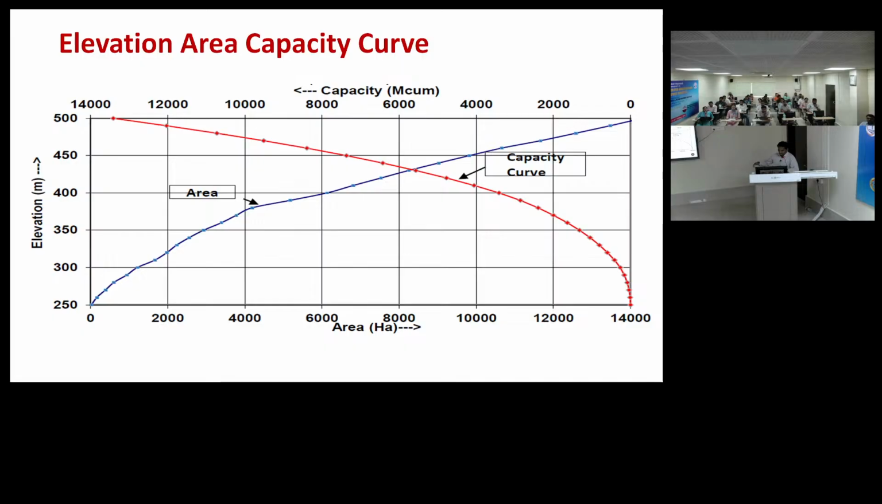You can see the graph. So for different elevations, one graph, like the bottom one, is showing area, and you can read the capacity from the top one. So the area elevation capacity curve is very important to know what will be the volume of the water reservoir and also the area of submergence. So that is how it will be useful in the next steps.